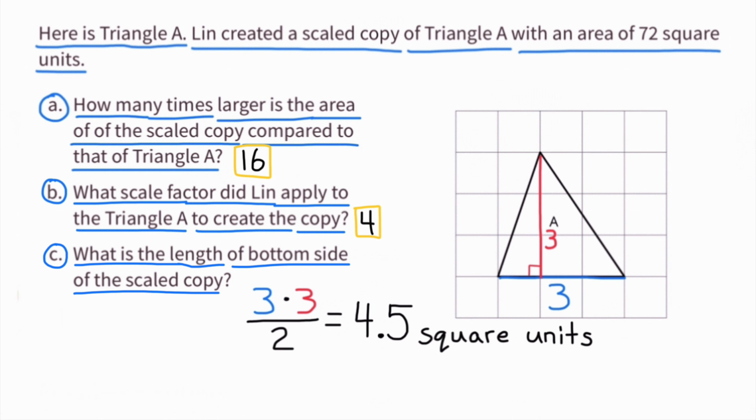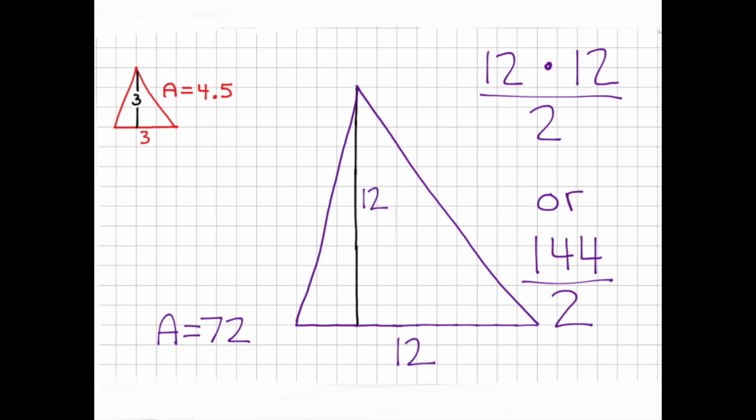C. What is the length of the bottom side of the scaled copy? Here's another look at my drawing of Lynn's scaled copy of triangle A. The base, or the bottom length, is 12 units.